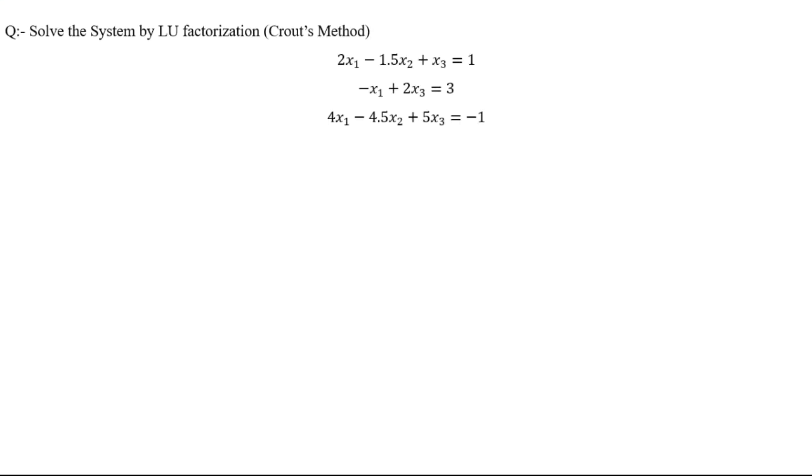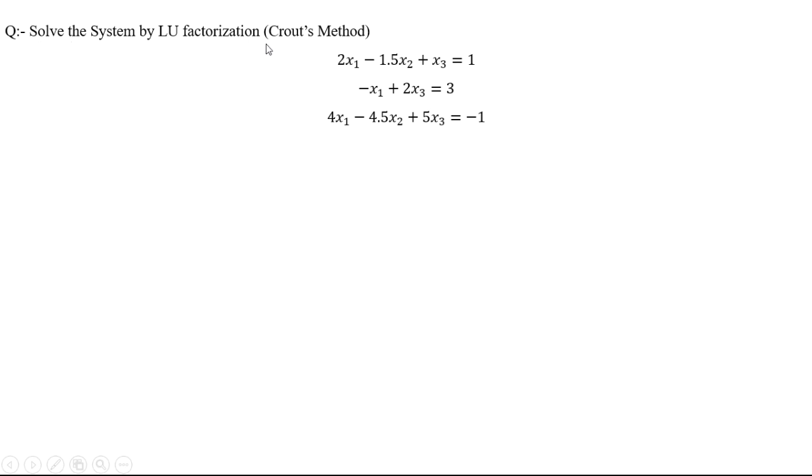So let us see how to decompose a matrix A through Crout's method. If we need to find the LU factorization of a matrix or the solution, here we need to solve the system by LU factorization.